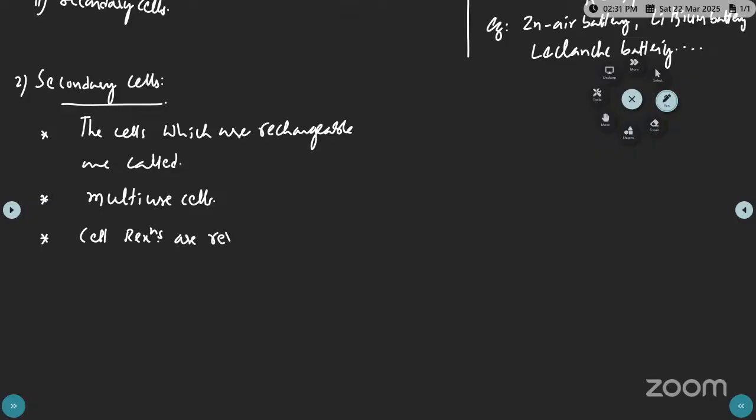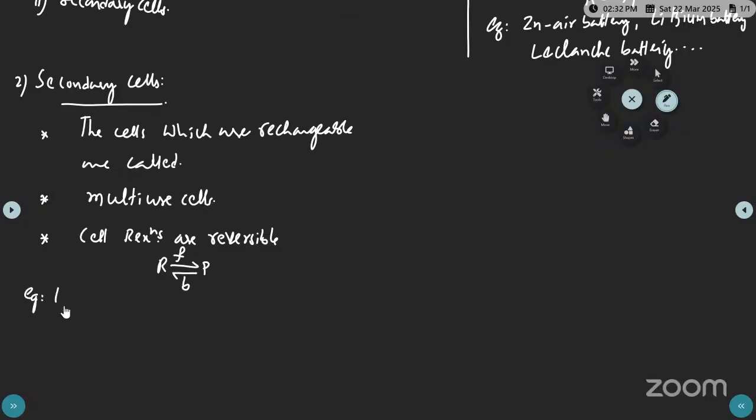And next, in the secondary cells, the cell reactions are reversible. This means reactants are converted into products, and again the products are converted into reactants. So both forward reaction and backward reaction take place. Therefore we say the cell reactions are reversible.